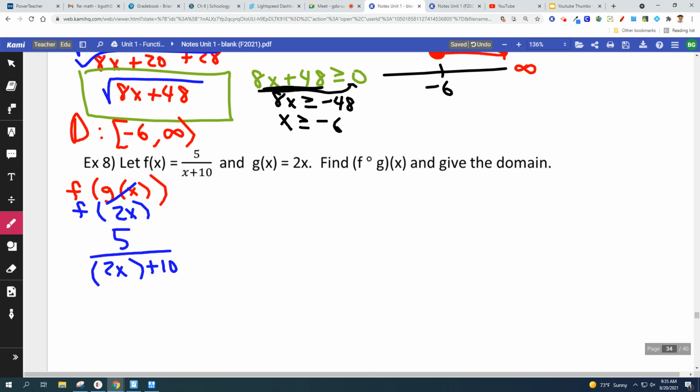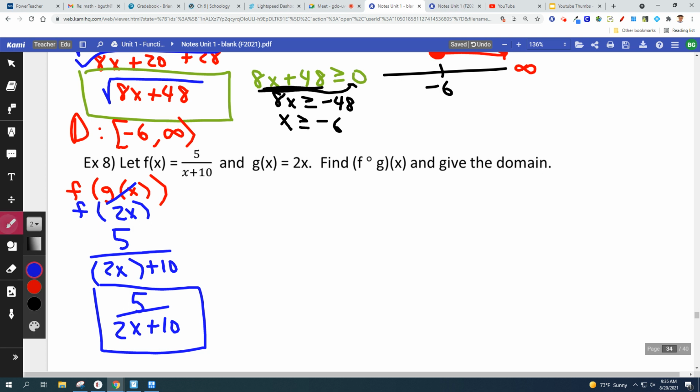And so there's nothing really to do. We're just going to get 5 over 2x plus 10. 5 over 2x plus 10. Now for the domain, you got to find your potential problems, okay? Potential problems, I could possibly have a 0 on the bottom.